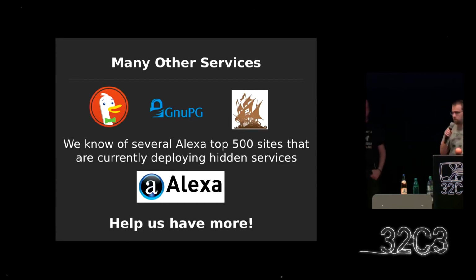Now, DuckDuckGo, of course, they have Jabber, and they also have a hidden service. I talked to the DuckDuckGo people a few months ago, maybe. I don't remember. But the point is, they have many users coming through the onion address. The Pirate Bay also. We've seen Facebook and others, and we actually know that several Alexa top 500 websites are currently deploying onion addresses.